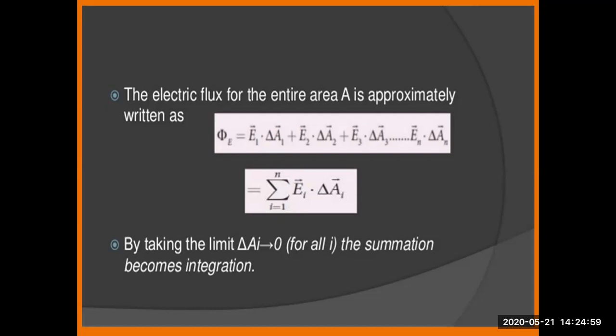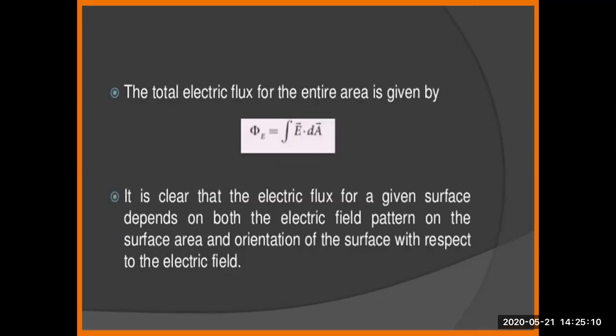So in this way, we will get the summation. By taking the limit delta A i tends to 0 for all i, the summation becomes an integration, just like this.